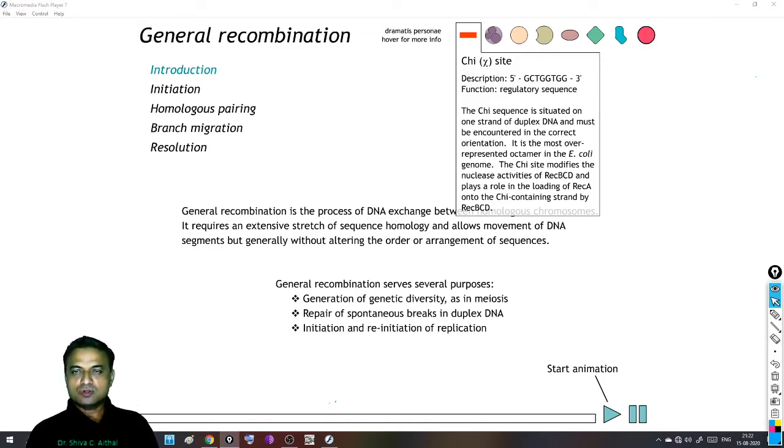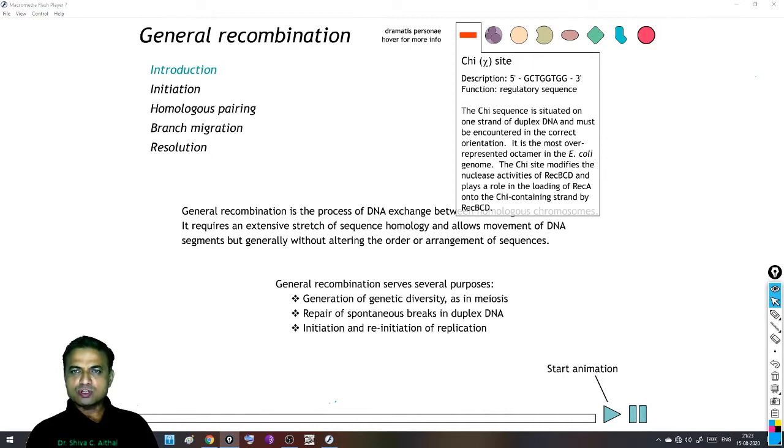One such sequence on the DNA is called the Chi site, and it has a very particular arrangement of nitrogen bases from 5' end to 3' end. It is very specific. As I read it out, remember it: GCTGGTGG, from 5' end to 3' end. This Chi sequence is present on one strand of the DNA, and it is called an octamer because 8 nitrogen bases form this Chi site.